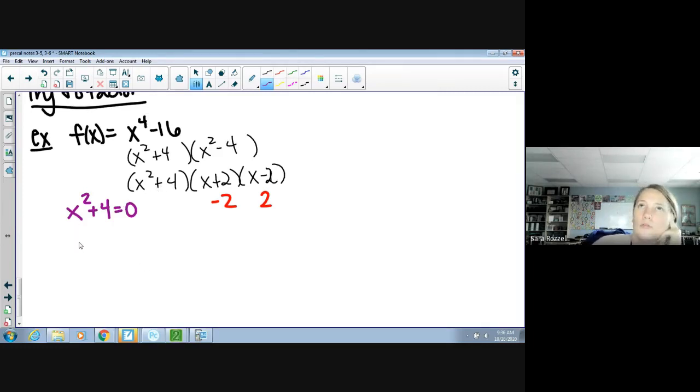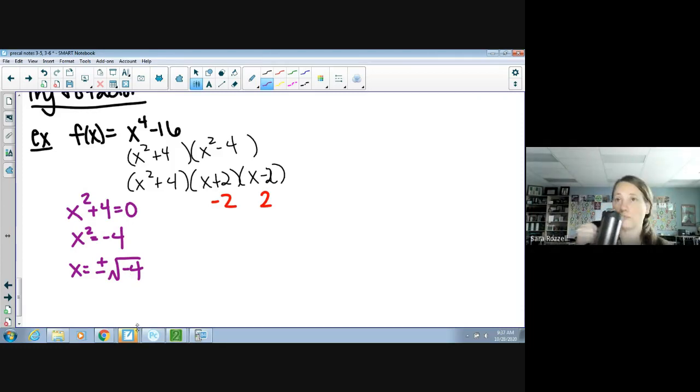Coming from here, what would we do first? Subtract the 4. So x squared is negative 4. Then we take the square root of both sides. Or plus or minus the square root of negative 4. And what is the square root of negative 4? 2i. Thank you. And this equals plus or minus 2i.